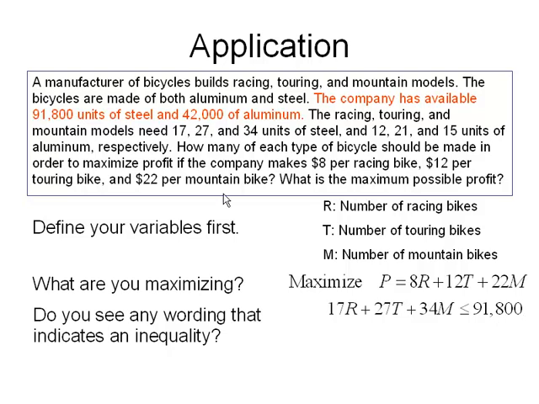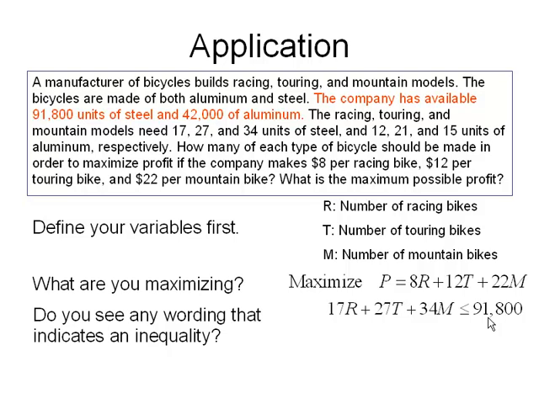Well, I know one racing bike takes 17 units of steel, so R of them will take 17R. I know one touring bike takes 27 units of steel, so T of them will take 27T, and one mountain bike takes 34 units of steel, so M of them will take 34M. So I add all those up, and I know that the amount of steel that I use has to be less than or equal to 91,800.